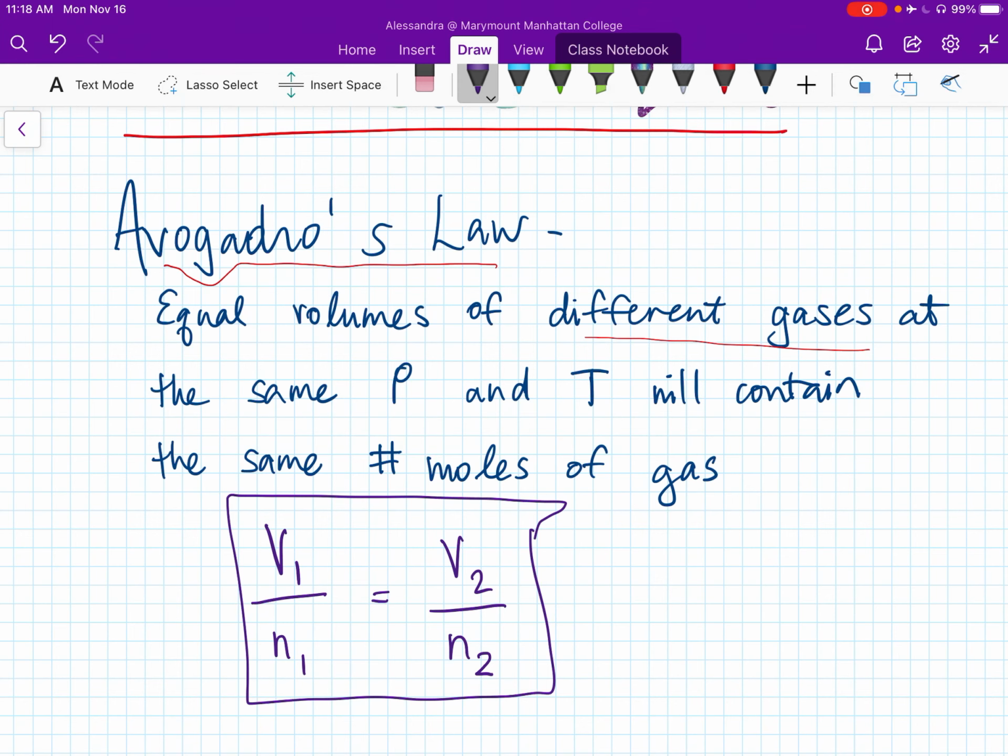So this should make sense. The more moles of gas you have, the larger the volume they will occupy. This is a direct relationship. The greater the volume, the more moles of gas.